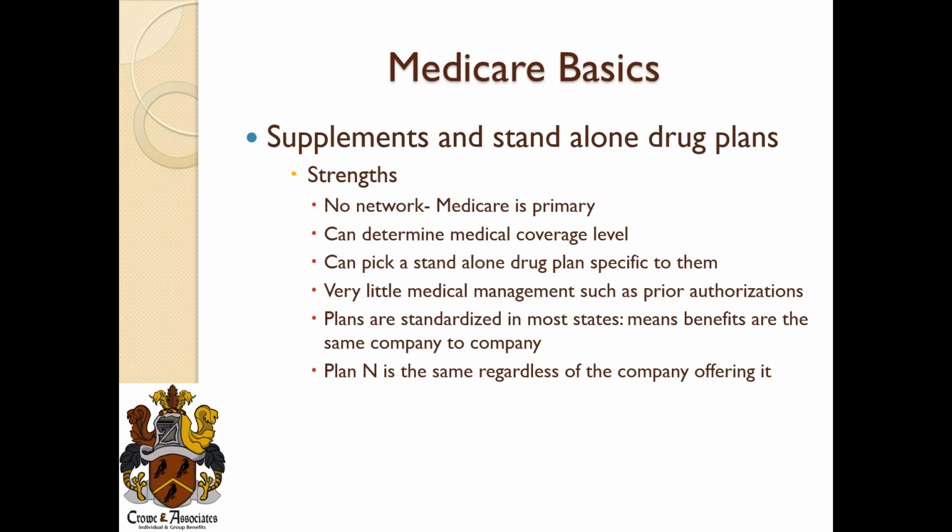Plans are standardized in most states. That means the plan's benefits are the same. You don't have to guess and try to do research to see whose benefits are better, because if somebody's offering a Plan N supplement, regardless of the company, the benefits are the same. And that's in all but 4 states. So if you just know what a Plan N's benefits are, or an F or a G, you know all companies will have the same benefits for each plan, and it's simply a pricing contest for you then. Those are some of the strengths of going with a Medicare supplement.